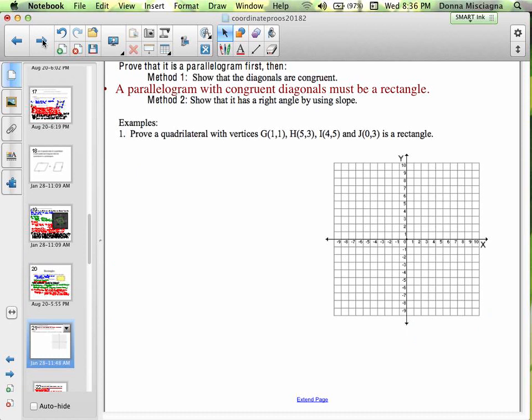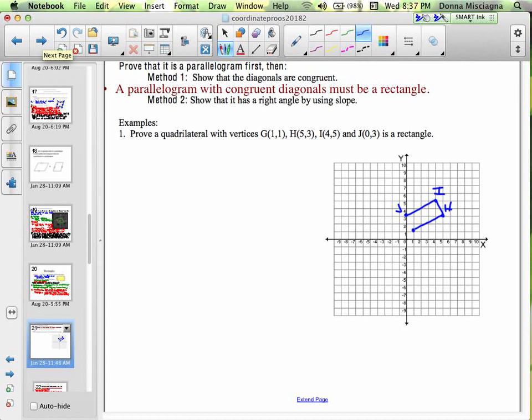All right, so step number 1 is always, if it's not already graphed, graph the figure. So you're going to graph the points (1, 1) and label that G, (5, 3) and label that H, (4, 5) and label that I, and (0, 3) and label that J. And then connect. Right, now, usually I use a line tool, but this is not a very large figure. Oops, the G's kind of in the way. See if we can get rid of the G.